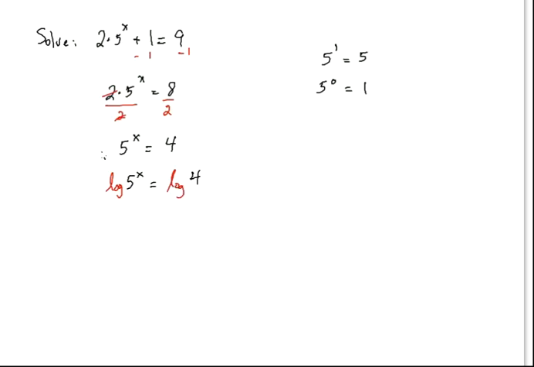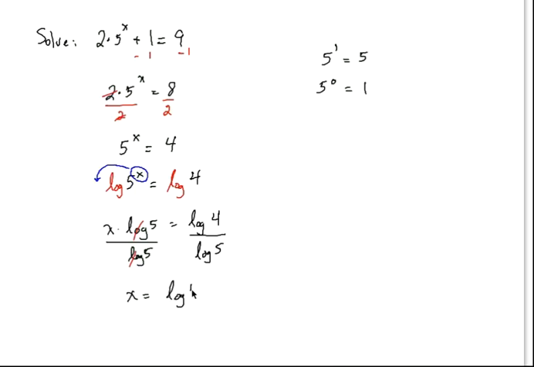And again, the reason for this is that now I have log properties that allow me to take the exponent and roll it out in front as a coefficient. So what we have is x times log 5 equals log of 4. Here x is being multiplied by log 5. So I'm going to divide both sides by log 5. So on the left-hand side the logs divide each other out. You're left with just 1x equals log 4 divided by log 5.